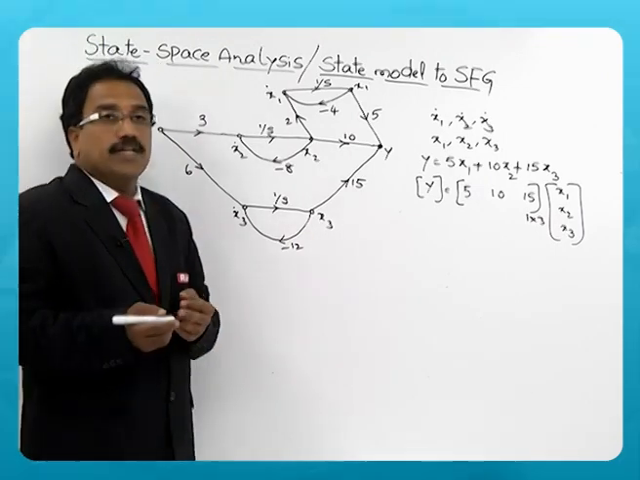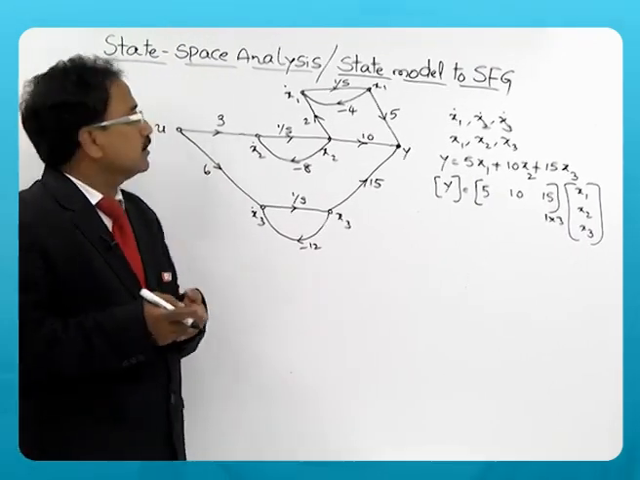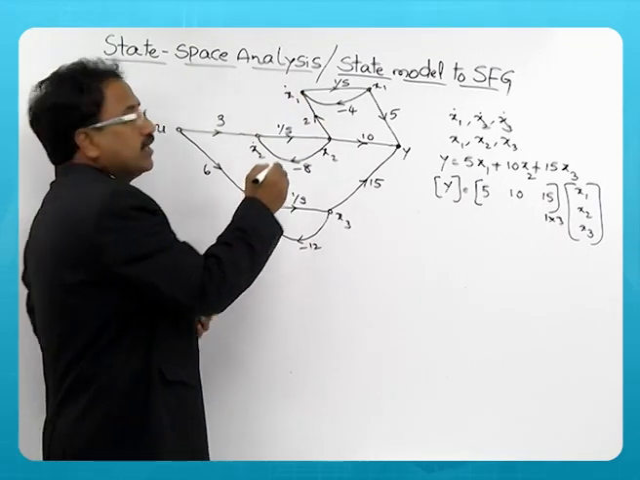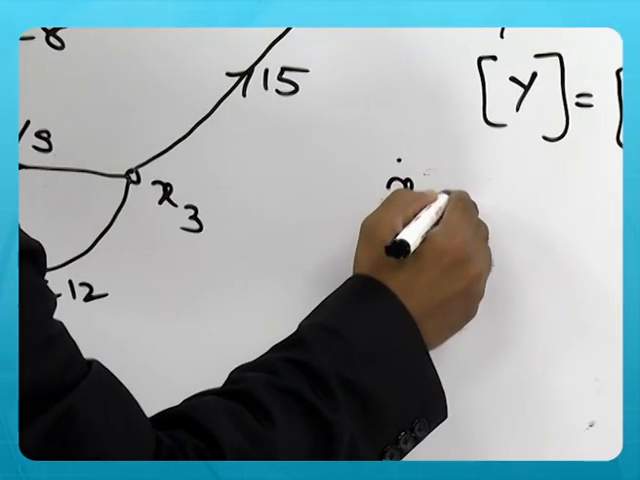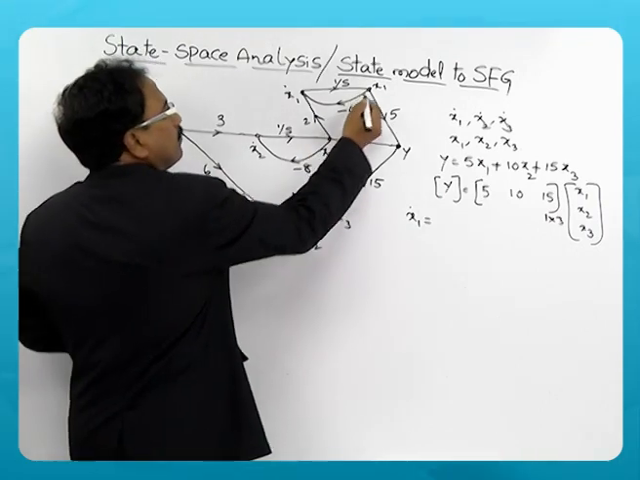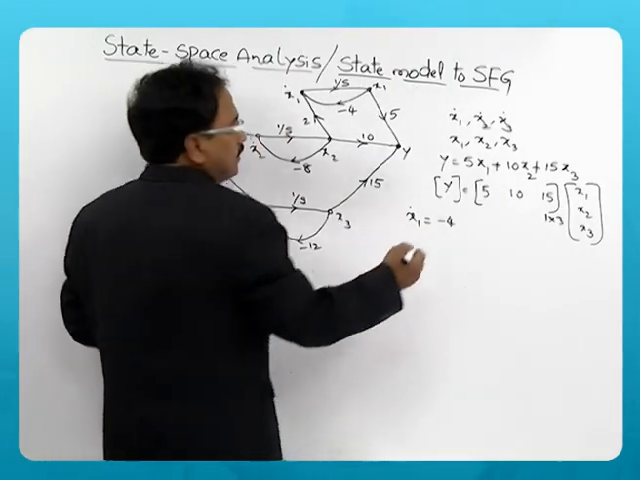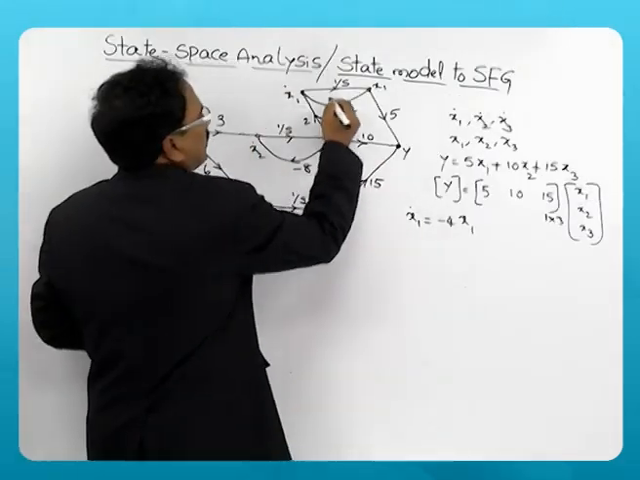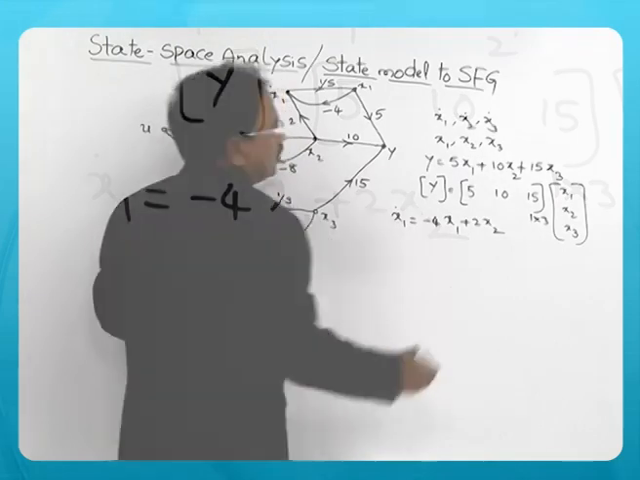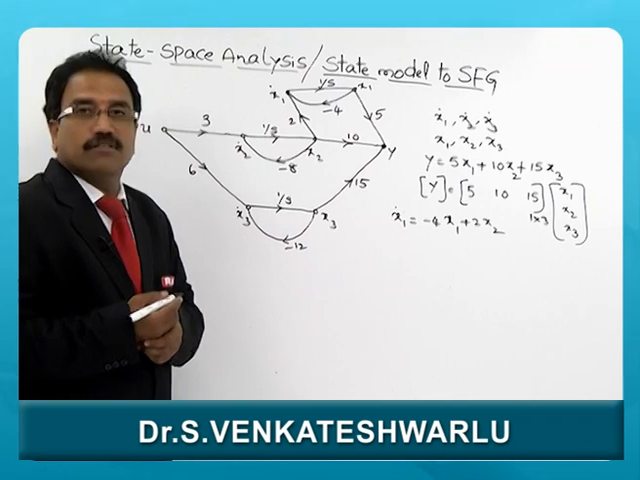Now let us get the relation between differential state variables and state variables. So x1 dot, suppose I would like to have x1 dot here. So what are the branches connected and approaching that x1 dot? One is from x1 with -4, its transmittance, so -4 x1, then 2 is from x2, so plus 2 x2. These are the 2 branches approaching x1 dot node, so I could write that equation.